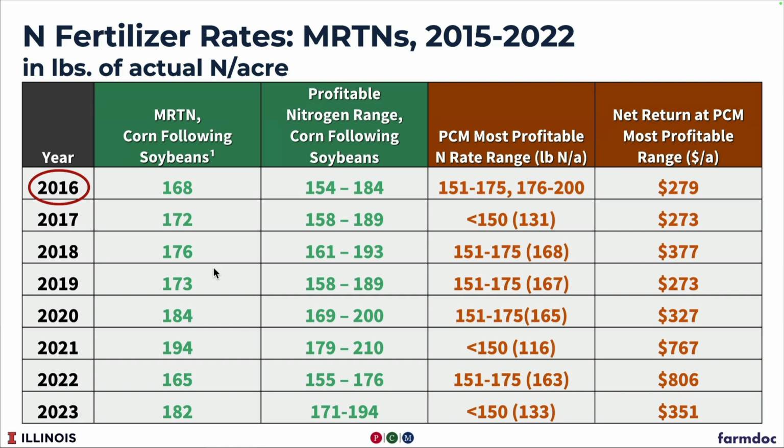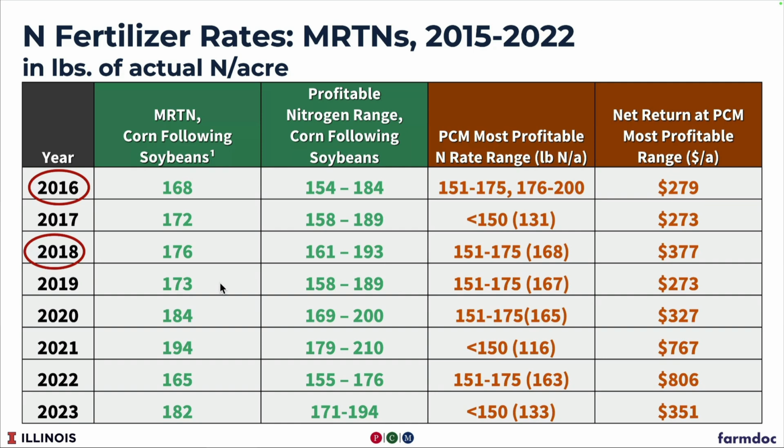In 2018, the MRTN value was 176 pounds of nitrogen, and the range was 161 to 193 pounds of nitrogen per acre, and the most profitable nitrogen rate range was the 151 to 175 pounds of nitrogen per acre. And the actual value itself was 168 pounds of nitrogen per acre. Profitability was $377 per acre. And the MRTN nailed it. So we're going to circle that one. Very good value there. And it accurately predicted what the right rate range was.